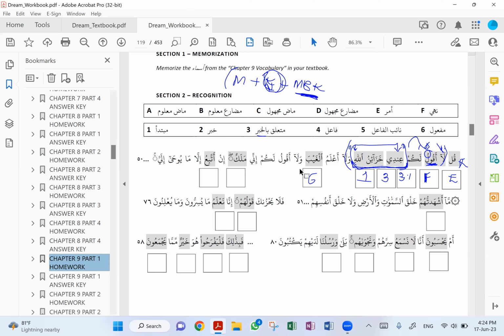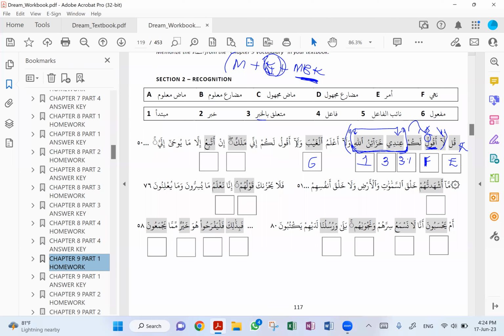Okay, so we can continue. Then you have ولا أقول لكم إني ملك. So kind of like the same structure here. You have إني, that's إن plus its ism. So it tells you that's the مبتدأ. And of course ملك, it's indefinite and it's رفع, comes after a مبتدأ, definitely a خبر. So this is going to be our خبر. Clear so far?